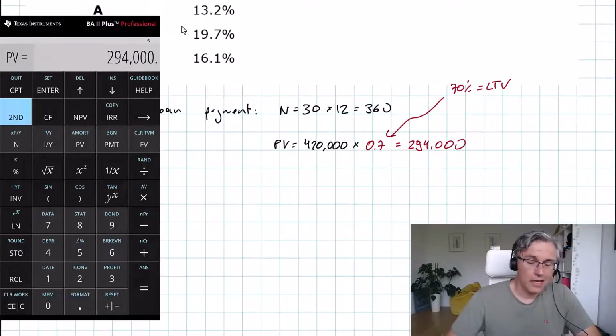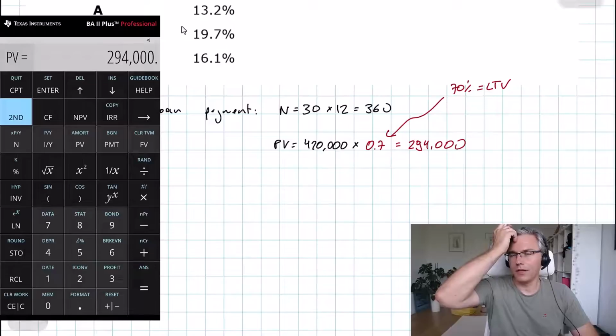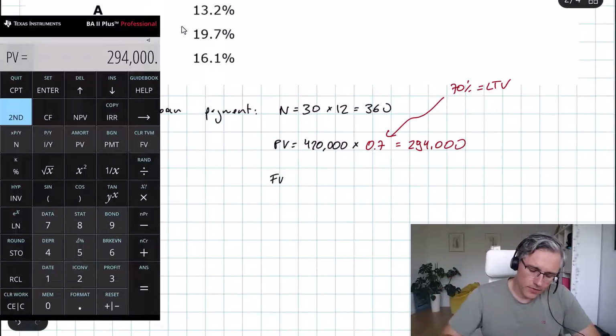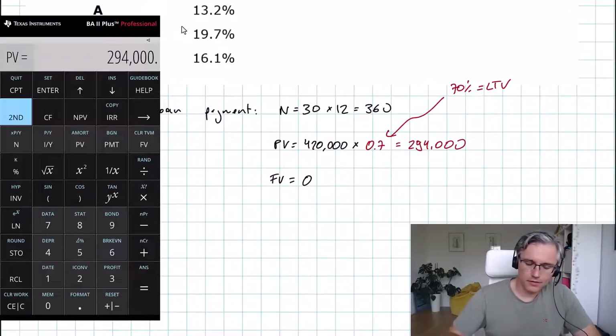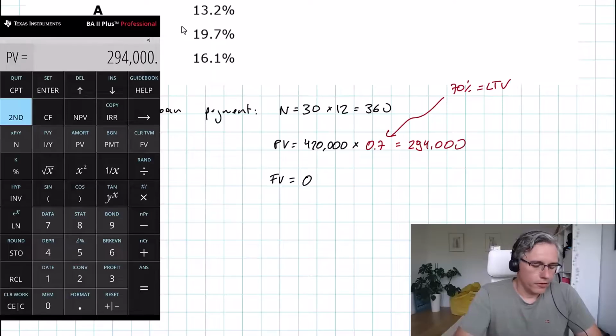Now, I'm not going to worry, like with bonds, about making this negative. I don't need to. The thing to absolutely appreciate is that you need to make your FV 0. Now, if you leave it blank and you do nothing to FV and you've cleared the time value of money worksheet beforehand, that will be fine. I'm still going to do it, 0 FV.